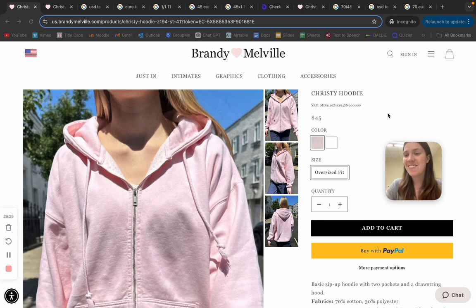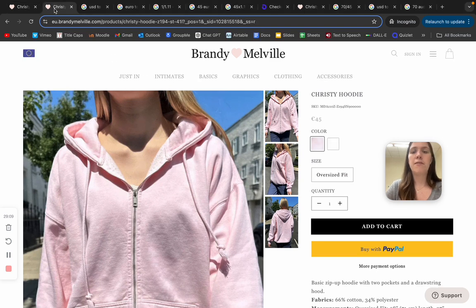And so I have a fun example for us to help us understand exchange rates. So right here, we have this super cute hoodie from Brandy Melville. And right now I'm on the US website, so it's in US dollars, and it's gonna be 45 US dollars. Now, if we go to Brandy Melville's European site, it is gonna be 45 euros.